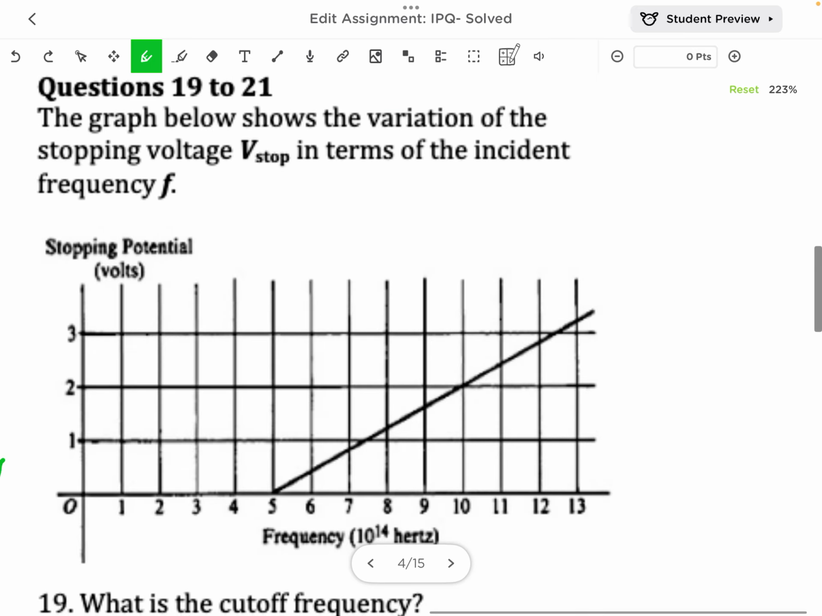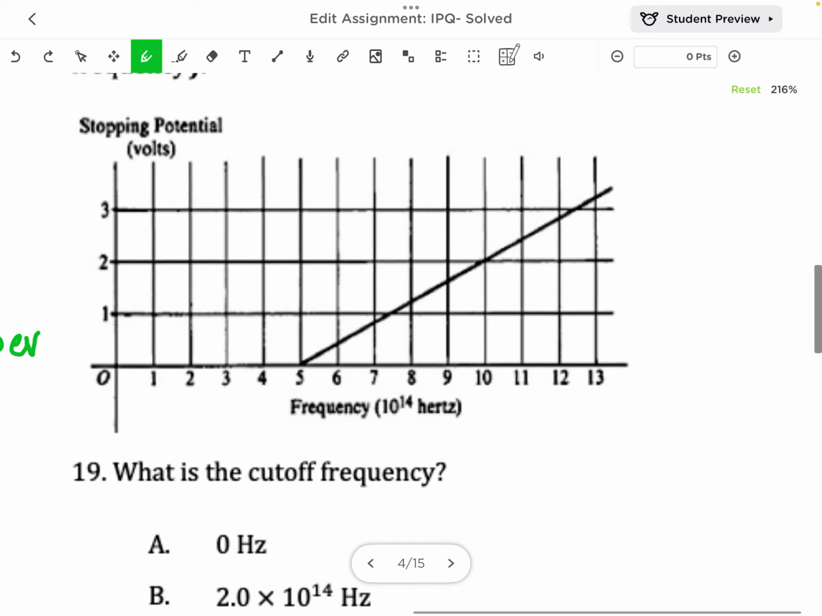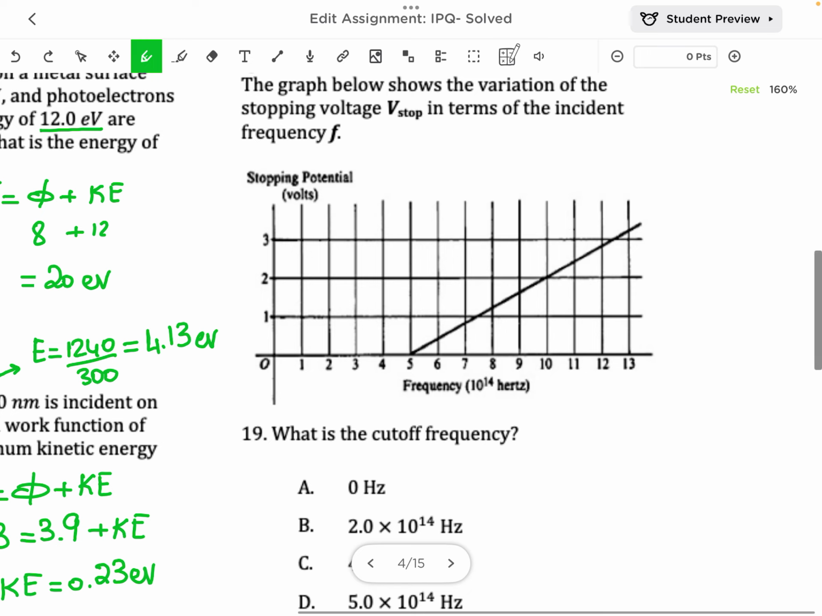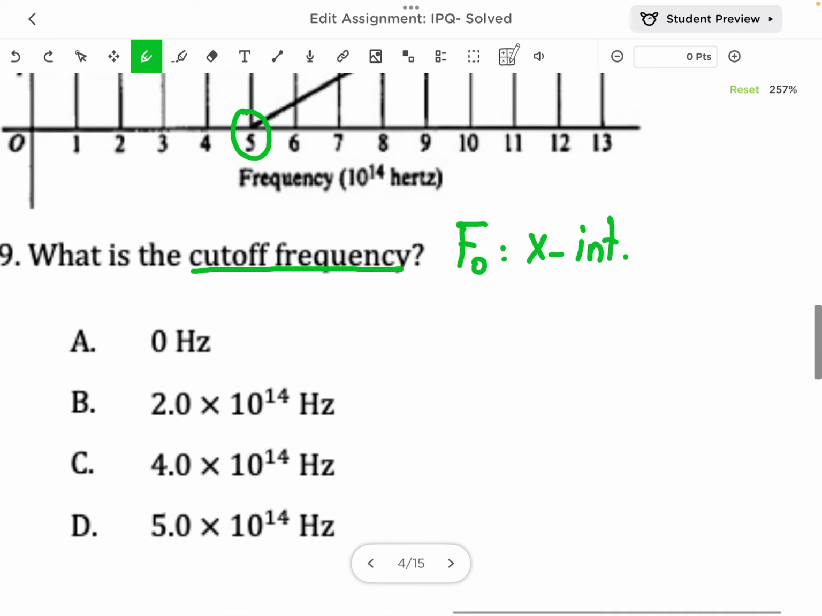The graph below shows the variation of the stopping potential, the stopping voltage V stopping, in terms of the incident frequency. From this graph, I need to find the cutoff frequency. We agreed that the cutoff frequency F0 is the x-intercept. So it is this one, but not F5. 5 multiplied by 10 to the power of 14.